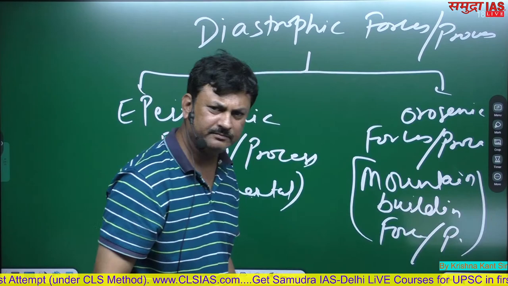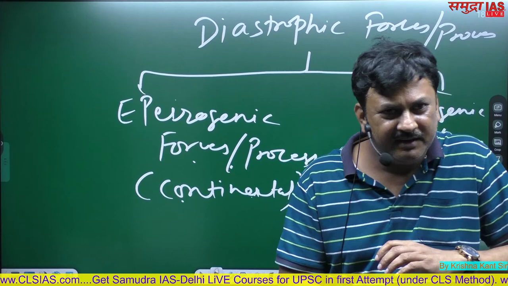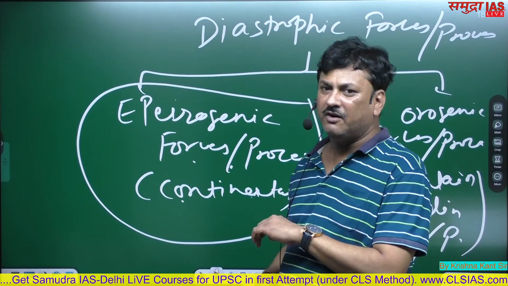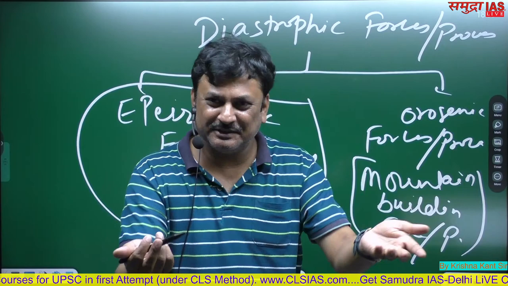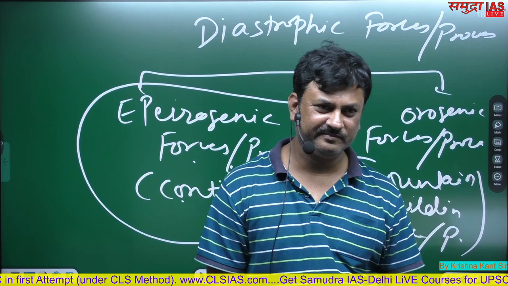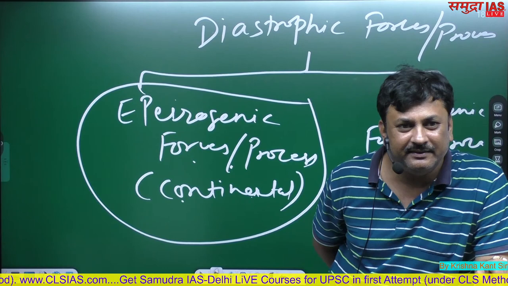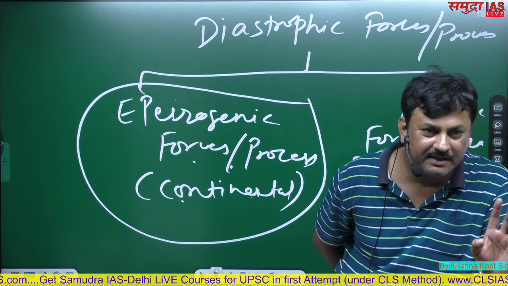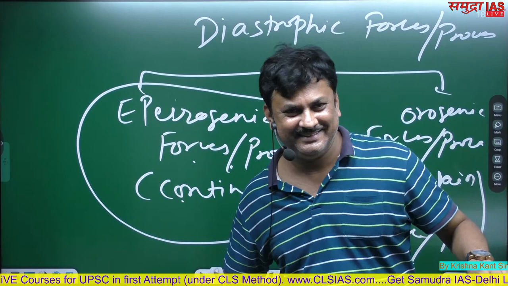Now, we all know these forces are responsible for movement, horizontal or vertical. So is this epirogenic process responsible for vertical or horizontal movement? Yes, horizontal movement will make a mountain. I just explained. Okay? Getting my points or not? So epirogenic forces are responsible for the vertical movement, and orogenic forces are responsible for, sorry, this is vertical and this is horizontal. Theek hai na? Any doubt?